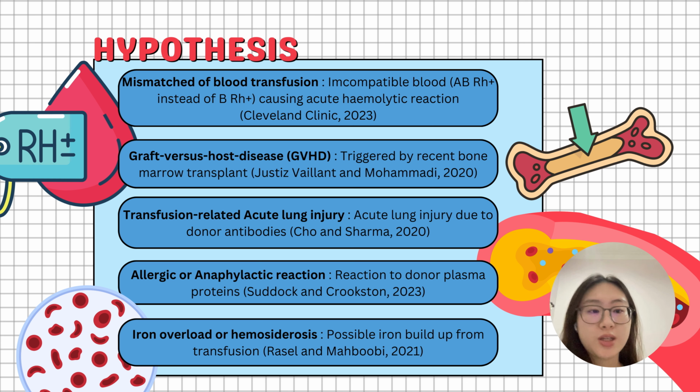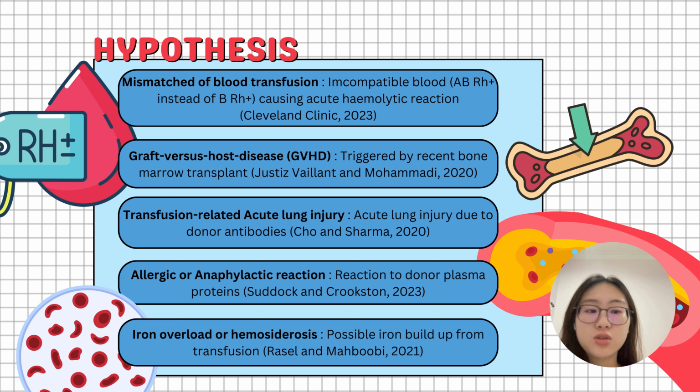Another possible explanation is graft versus host disease, GVHD. Considering Jack's recent bone marrow transplant, in this scenario, the transfusion might have activated donor's white blood cells, which could attack Jack's tissue, causing immune complications. Alternatively, Jack might have suffered an allergic or anaphylactic reaction to protein in the donor plasma, resulting in symptoms ranging from mild itching to severe breathing difficulties and hypotension.